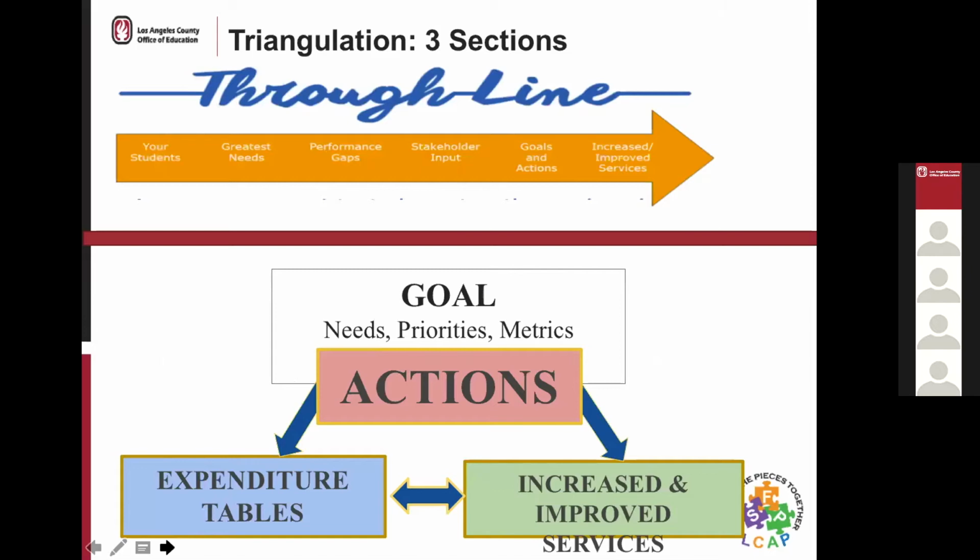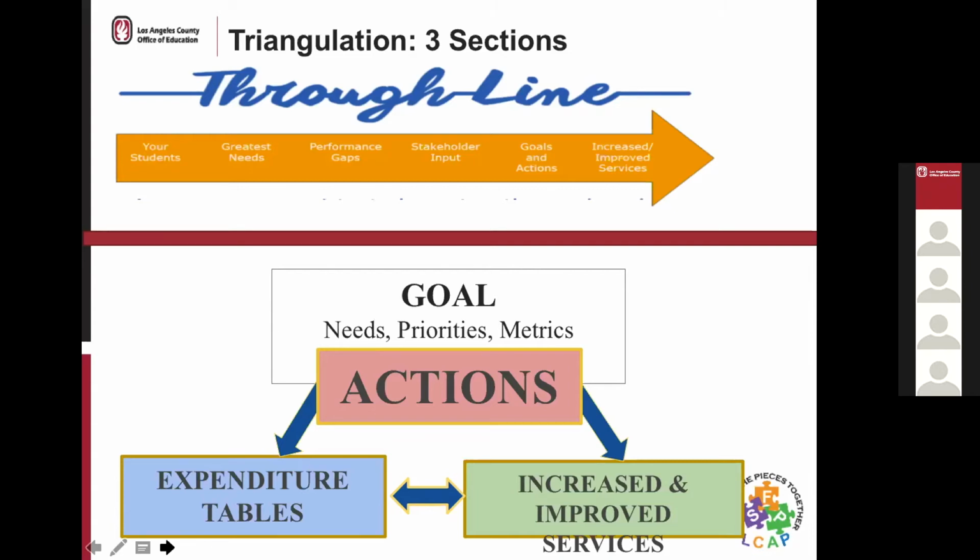So with the through line, everything should tie together with the clarity of actions and how they relate to the goals and metrics. After designing a goal and then identifying the corresponding metrics, which Rachel just went over, and those metrics will have been identified for what will effectively measure progress toward achieving that goal. Then LCAPs will focus on writing the actions for that goal.